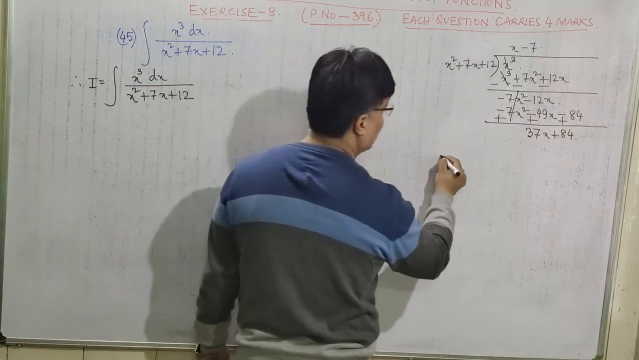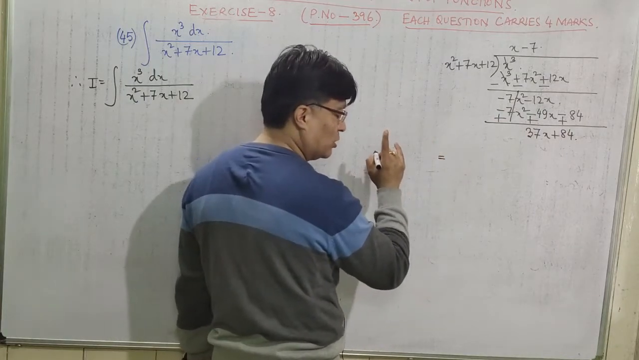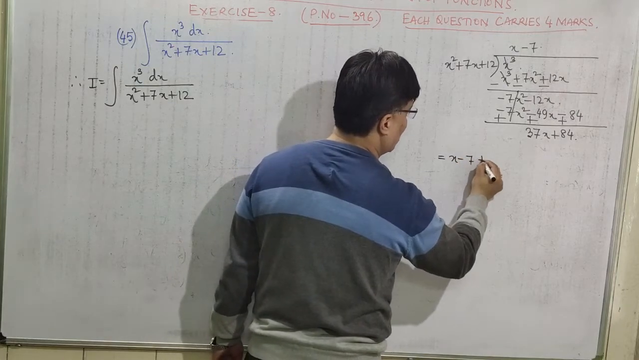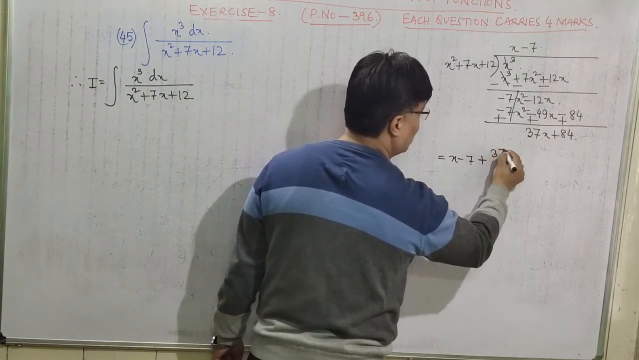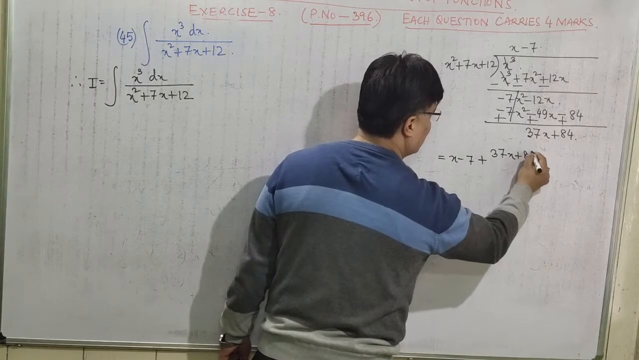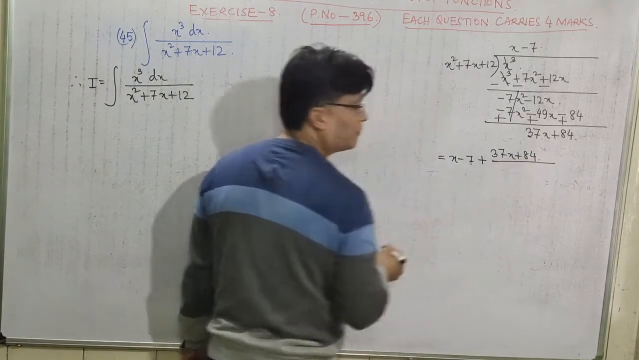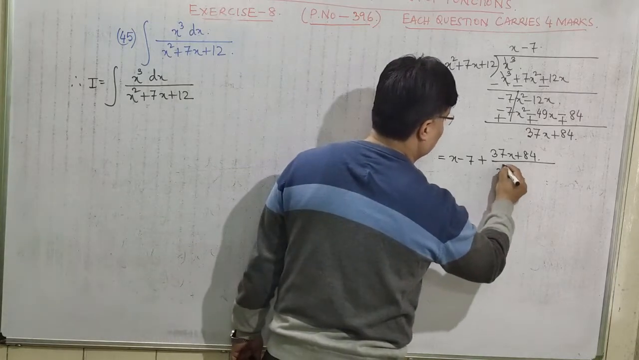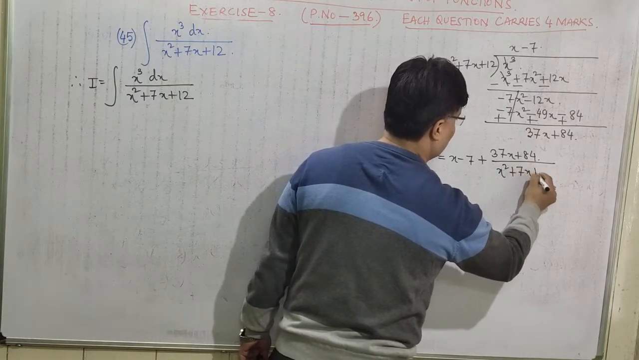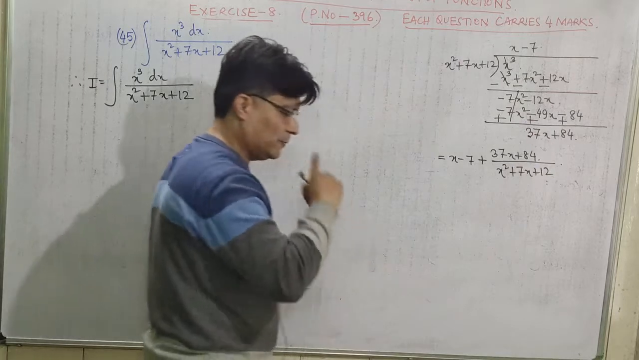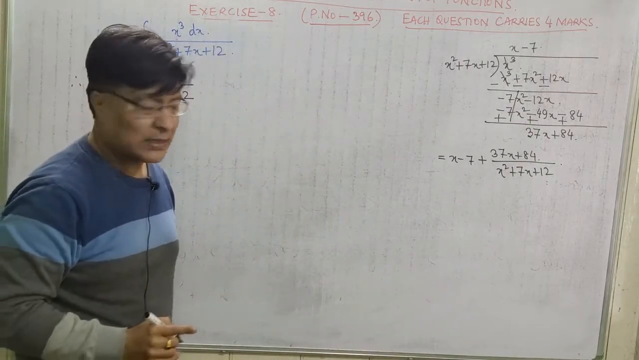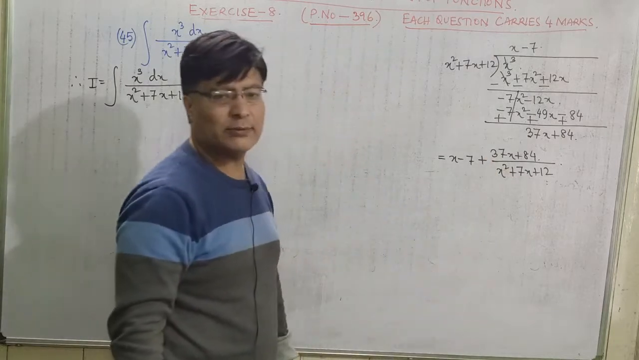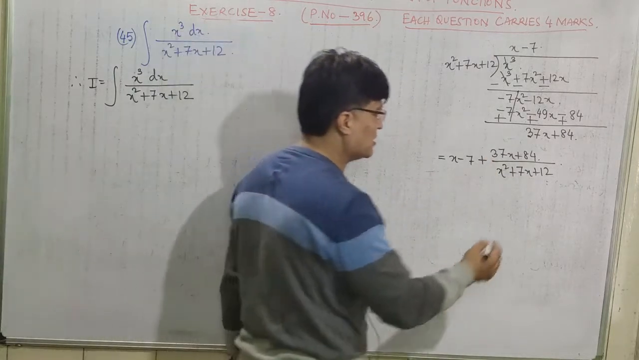That is, you can write it as the quotient. What is the quotient here? x minus 7, plus what is the remainder upon the divisor? 37x plus 84 divided by, which is the divisor here? It is x square plus 7x plus 12. So I think you have understood it. So now in this case, you have to factorize x square plus 7x plus 12. We can easily factorize it, isn't it?